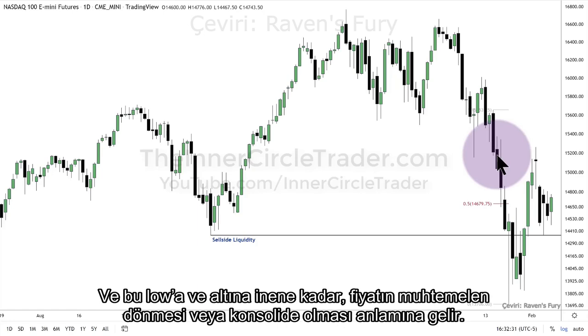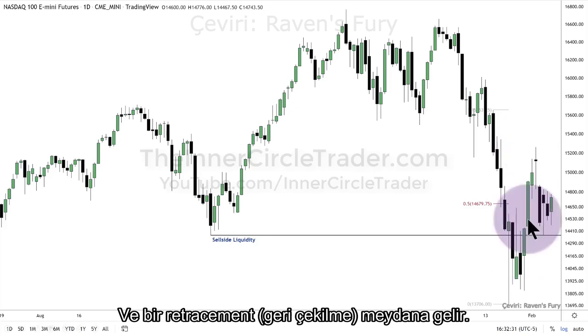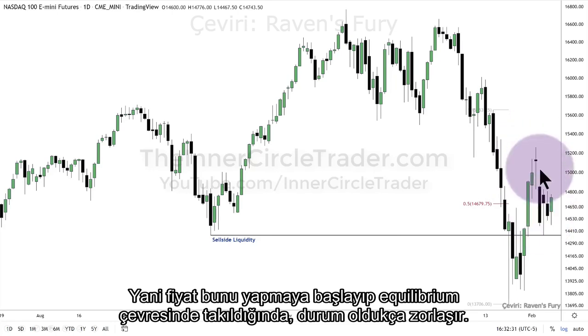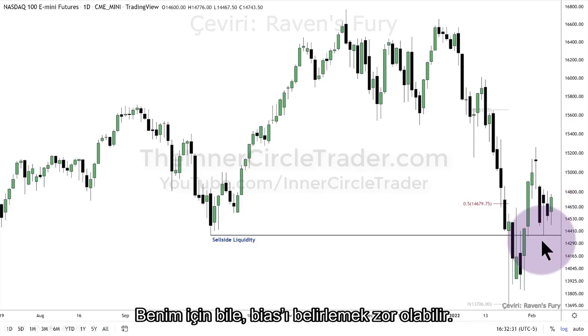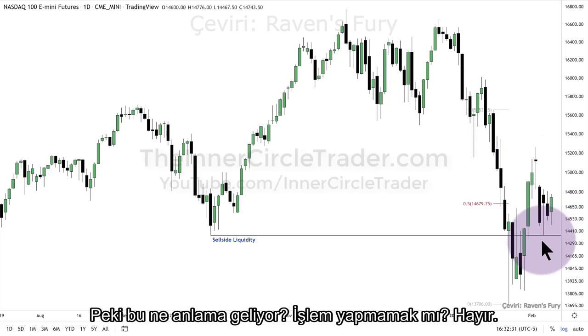And until we get down to this low and underneath it, that means it's likely to reverse or consolidate. And we have a retracement back in. So once it starts doing this and it's hanging around equilibrium, it gets very difficult, even for me, to determine a bias. So what does that mean?